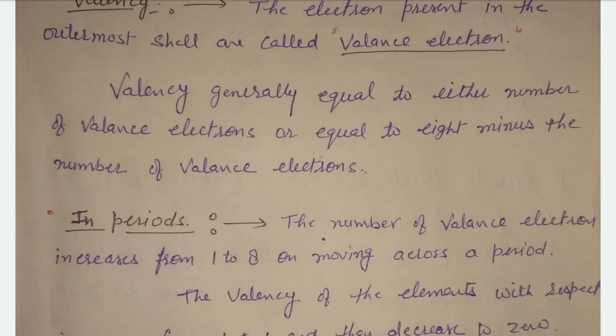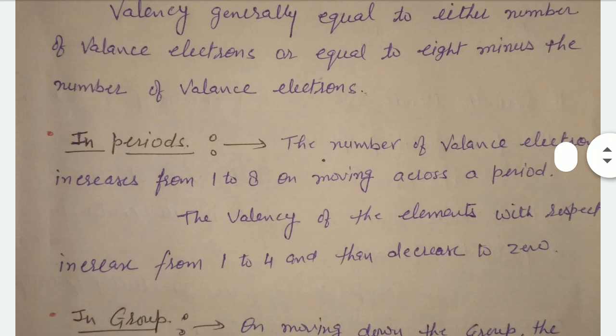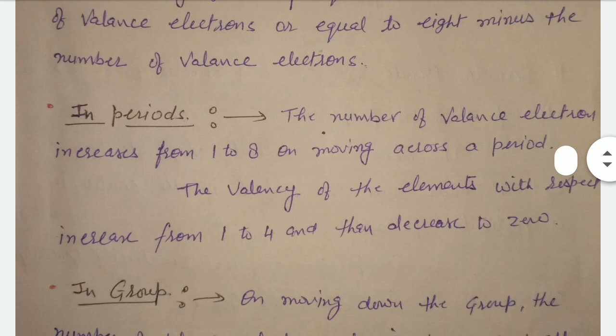On the other hand, take an element of group 17, chlorine, atomic number 17, with electronic configuration 2, 8, 7. There are 7 valence electrons. It is not possible for the valency to be 7. Therefore, we take 8 minus the valence electrons. 8 minus 7 is equal to 1. Therefore, chlorine also has one valency.